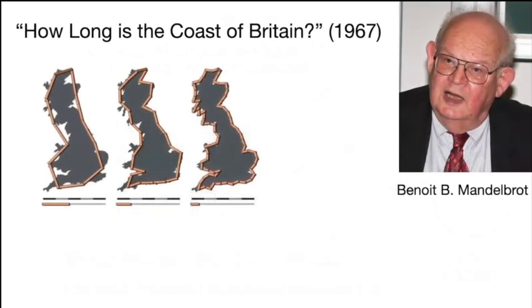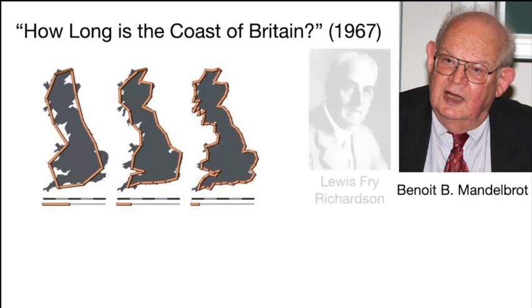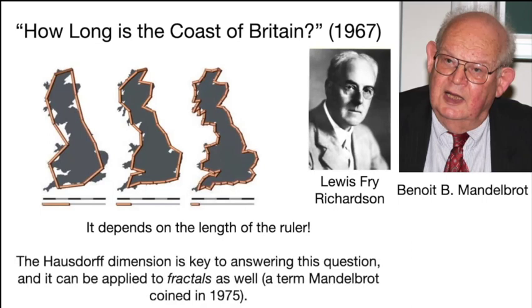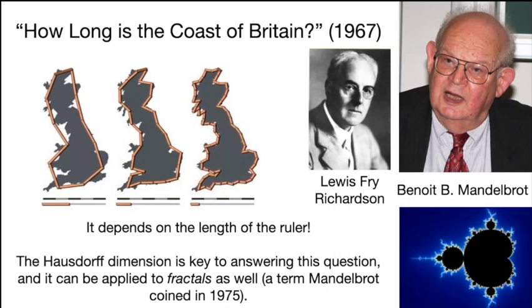So the earliest place this was really recognized was in this article by Mandelbrot, when he asked how long is the coast of Britain? And there's this observation that if you use smaller and smaller rulers, then because of all the indentations, the measured length is going to get longer and longer. So Lewis Fry Richardson had already observed this, and he talked about what this relationship was. And Mandelbrot recognized that really this was the Hausdorff dimension in disguise, and that this could be applied to what he called fractals, which we now know a lot about fractals. So here's the famous Mandelbrot set.